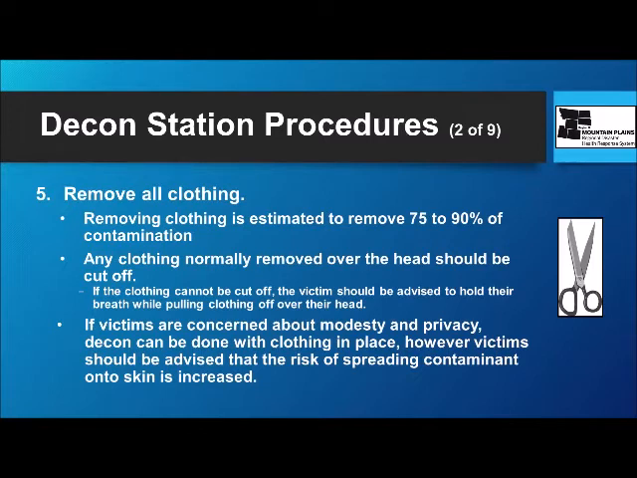If for some reason the clothing can't be cut off, victims should be advised to hold their breath while the clothing is removed over their head. And if someone is absolutely adamant that they're not going to get undressed, well, you can decon them with the clothing in place. However, warn them that it may be incomplete. You may spread more contaminant onto skin by doing it this way. Whereas if you get rid of the clothing right off the bat, you're getting rid of 3/4 to 90% of the contaminant.